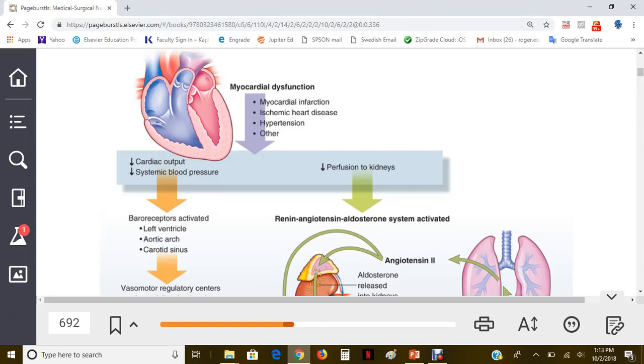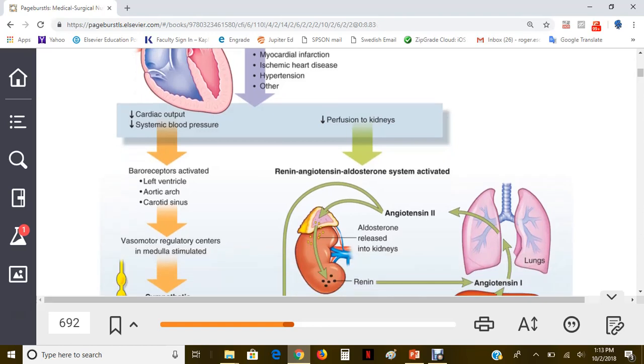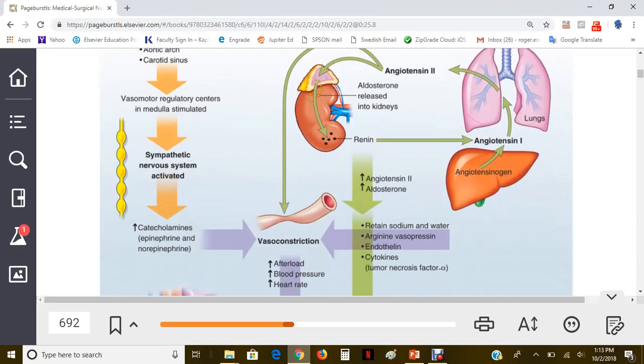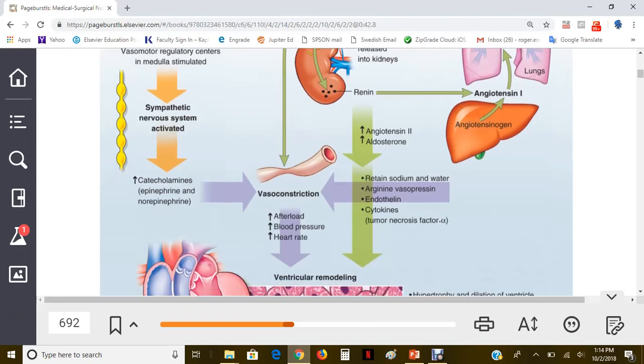Now again, let's use MI as an example. So there is low cardiac output in MI, therefore resulting in low oxygen delivery. So here we go. There is reduced cardiac output, the reduced systemic blood pressure as a result, and that will trigger these baroreceptors, finally leading to your adrenal glands to respond. These will result in the release of epinephrine and norepinephrine, which has two effects. It will increase vasoconstriction and increase heart rate, in an effort to increase blood pressure.